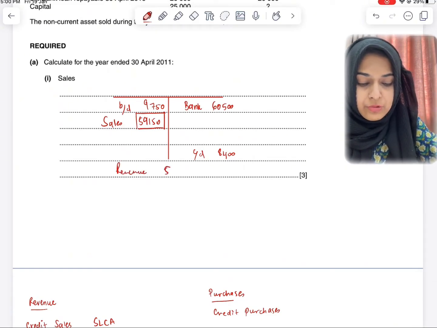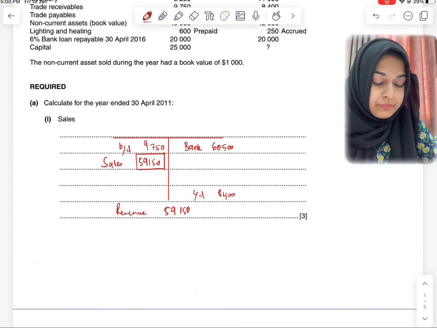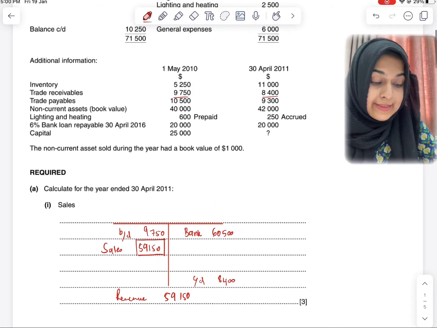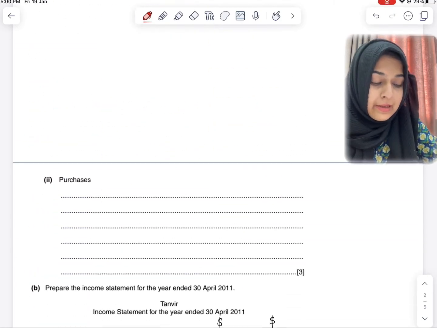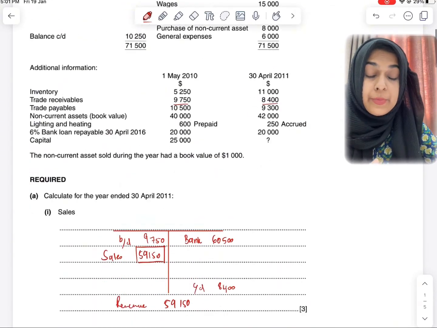So you write here revenue is 59,150. That's it for sales. This is for 3 marks. Then in the next part, they're asking you to calculate purchases.